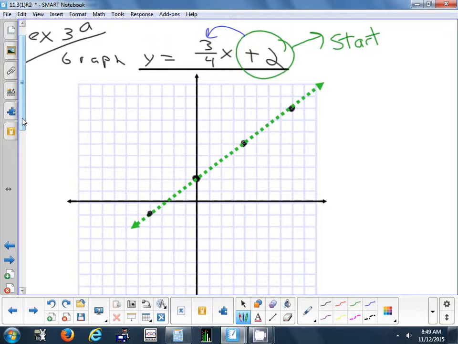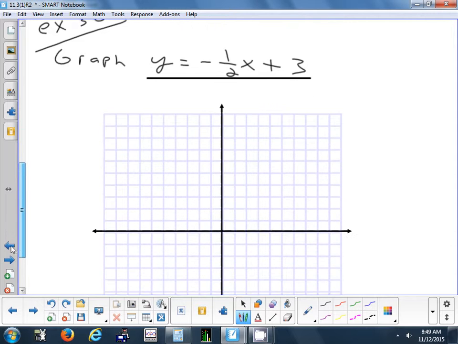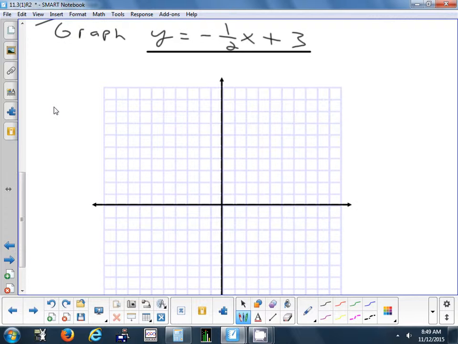Okay. Next, we got one more example to do. We got a few practice ones. So on your sheet, same deal. You got the 3b graph. You just have to write in the equation. Right, Justin? Okay. So we got y equals negative 1 over 2x plus 3.